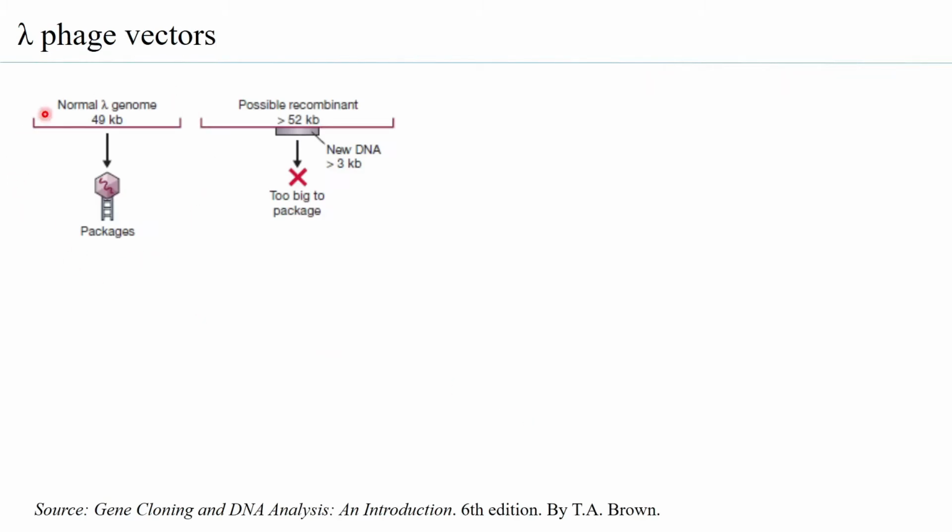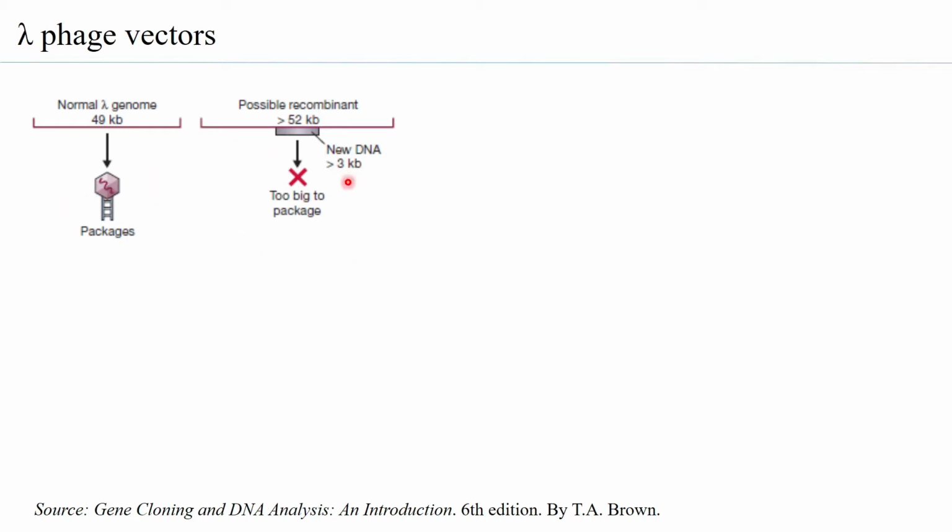Now let us consider the normal lambda genome. A normal lambda genome has its DNA around 49 kb, and this 49 kb of DNA is well packaged into the head of the phage. Suppose you have a gene inserted in this DNA, then obviously the size of the genome is going to increase from 49 kb onwards. And so if the genome becomes greater than 52 kb, then this genome with the new DNA, which is greater than 3 kb, will not be packaged into the head of the bacteriophage.